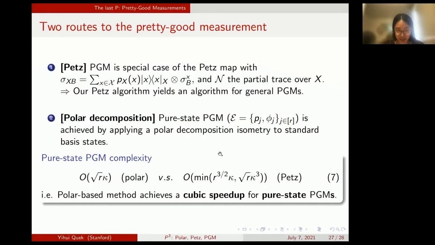An open and interesting question is whether we can achieve a similar speed up in the general case, where we use the polar decomposition to implement pretty good measurements not just for pure state ensembles, but for mixed state ensembles. That would be really neat. And it would also be cool to contrast that with our algorithm from the Petz map for implementing the pretty good measurements.